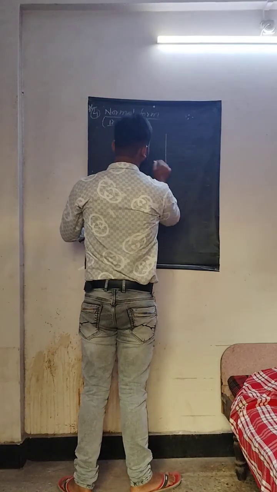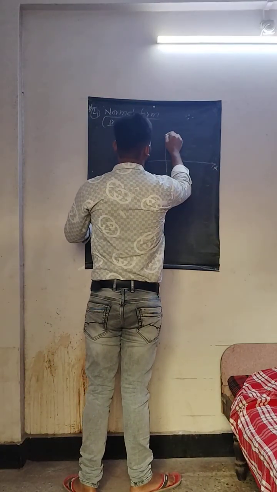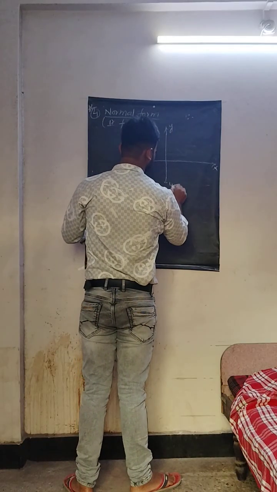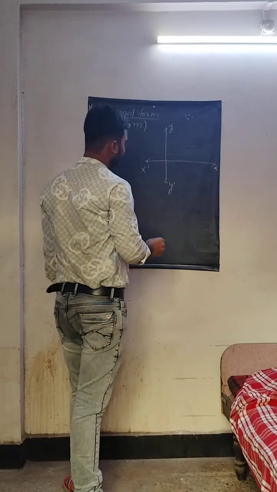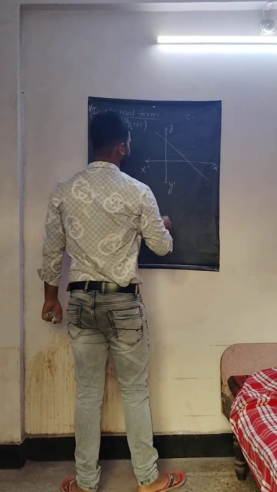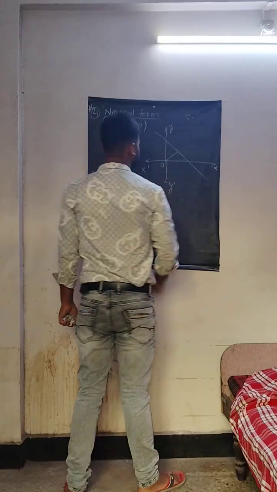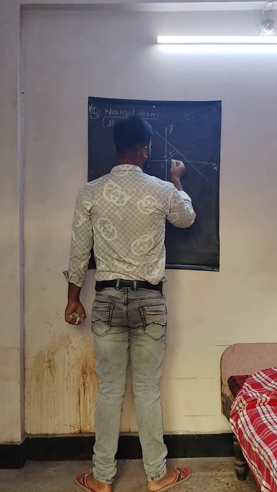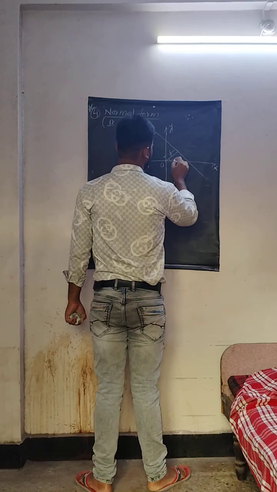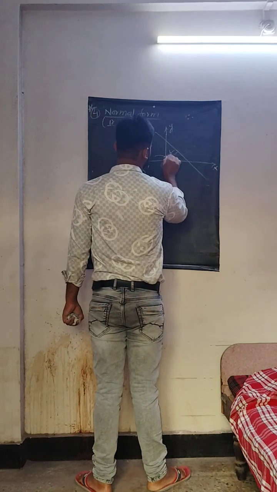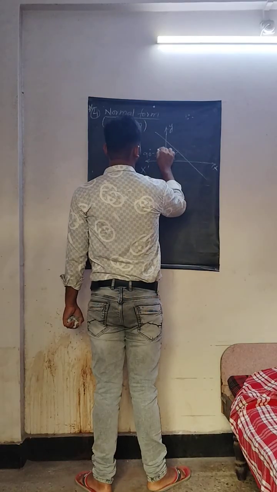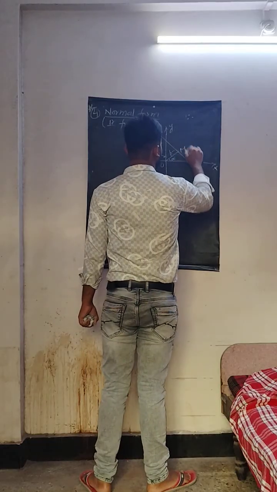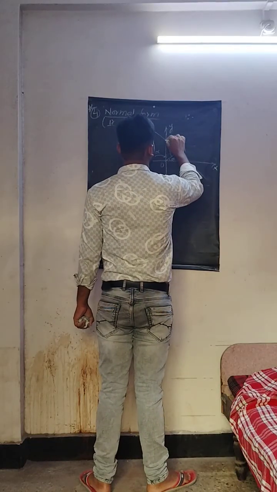Here we have x, y, x dash, y dash, and this line. The length of the perpendicular from the origin is p. This angle is alpha and this angle is 90 degrees minus alpha. This point is M, this is A and this is B.